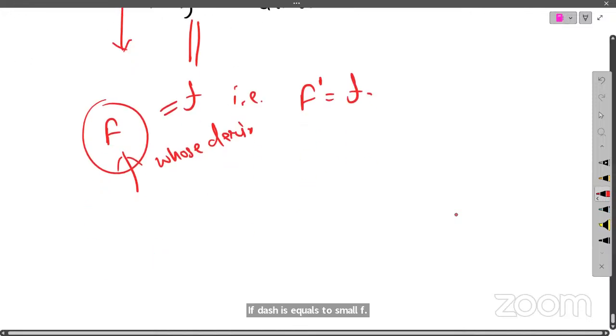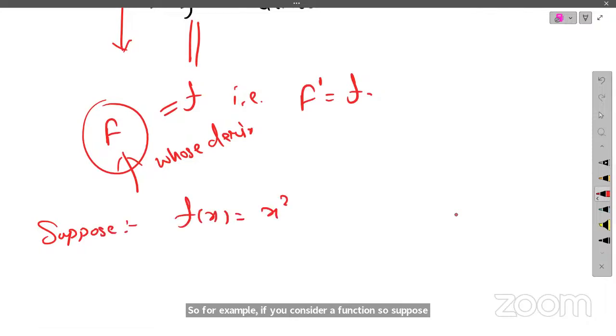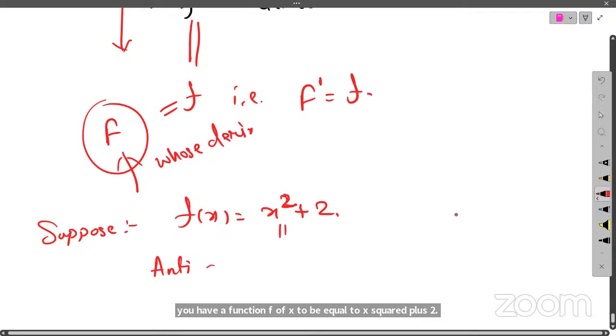So for example, suppose you have a function f of x equal to x square plus 2. Now, what can you say, what will be the antiderivative of it? So what is the antiderivative?